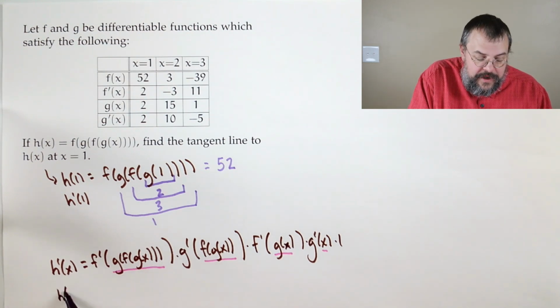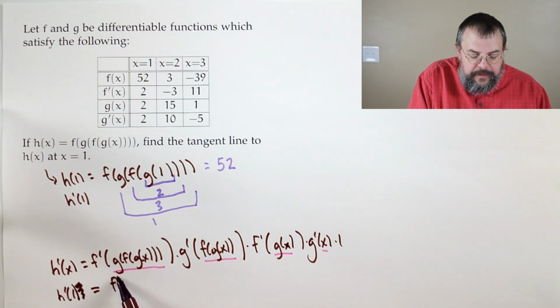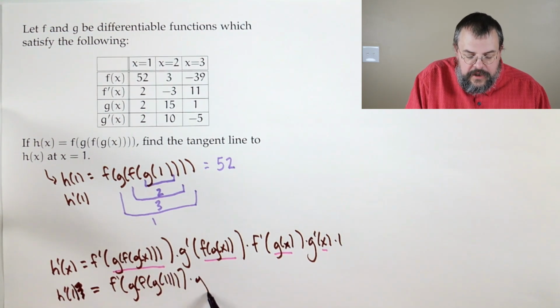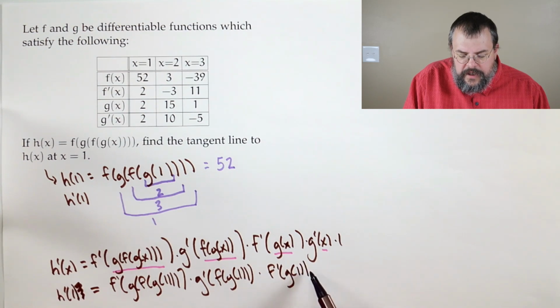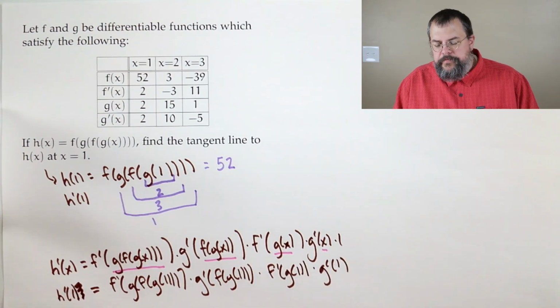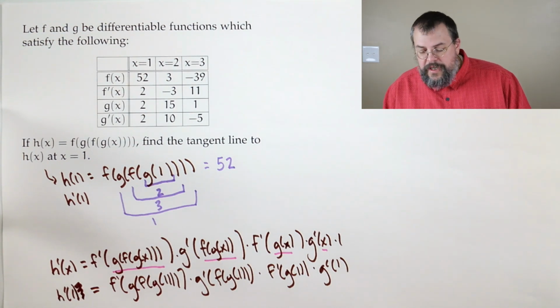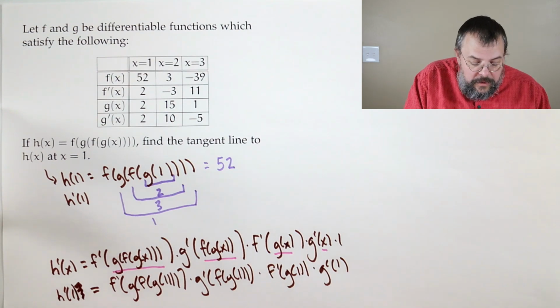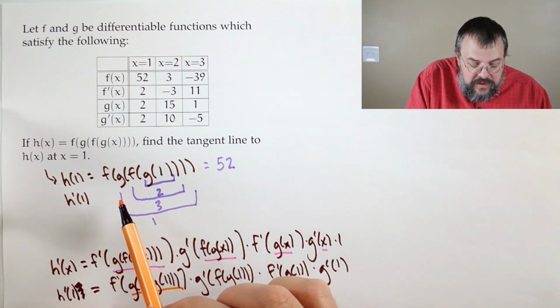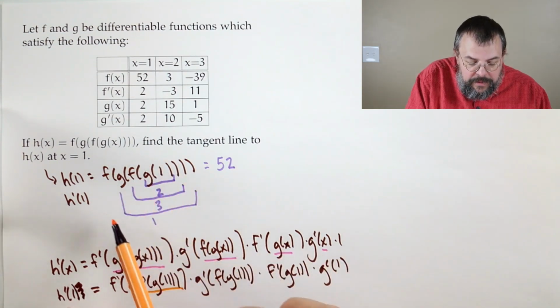So what do we get? That tells us that h prime of 1 is f prime of g of f of g of 1, times g prime of f of g of 1, times f prime of g of 1, times g prime of 1. Now, let's go through and mark what all of these are. We actually have some help here. We know what g of f of g of 1 is, because that was the last thing we plugged in. That turned out to be 1.